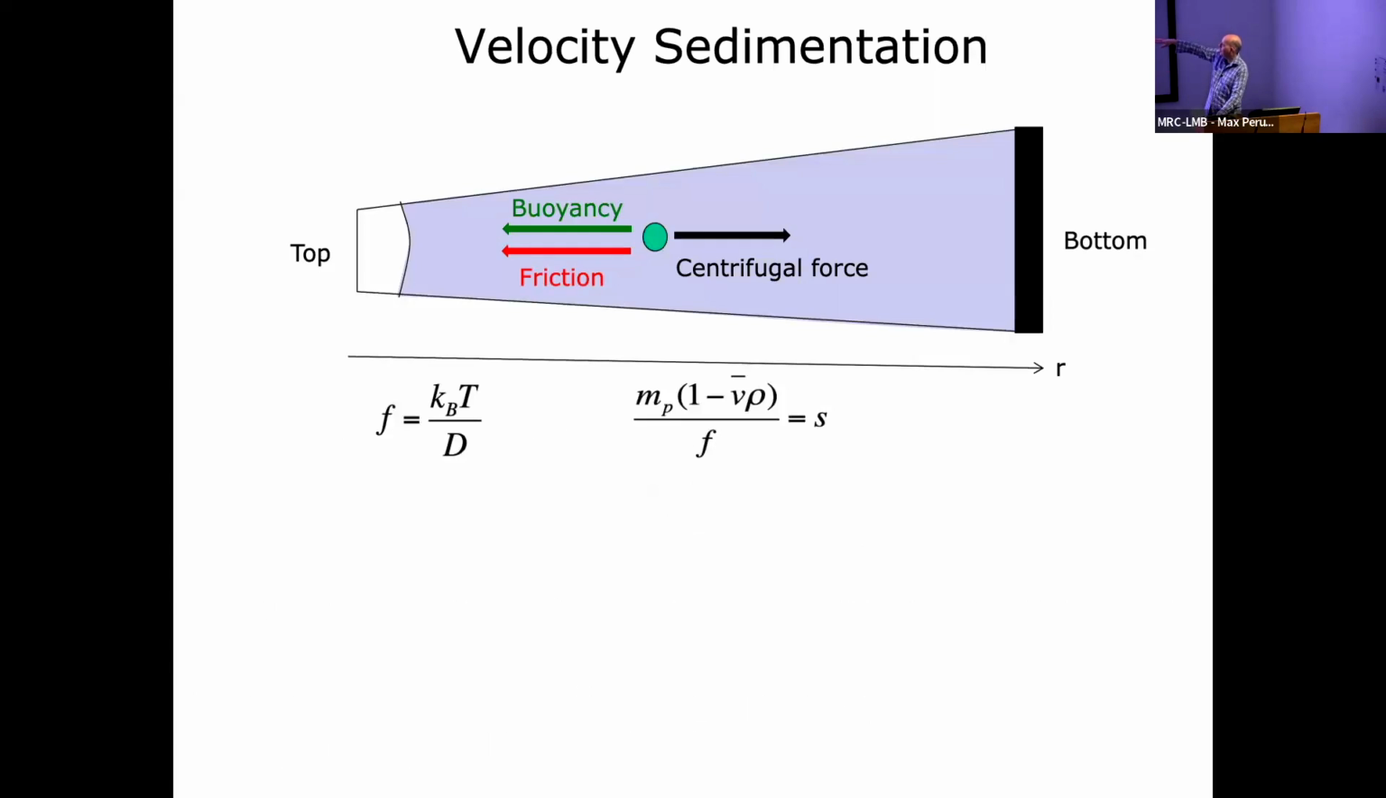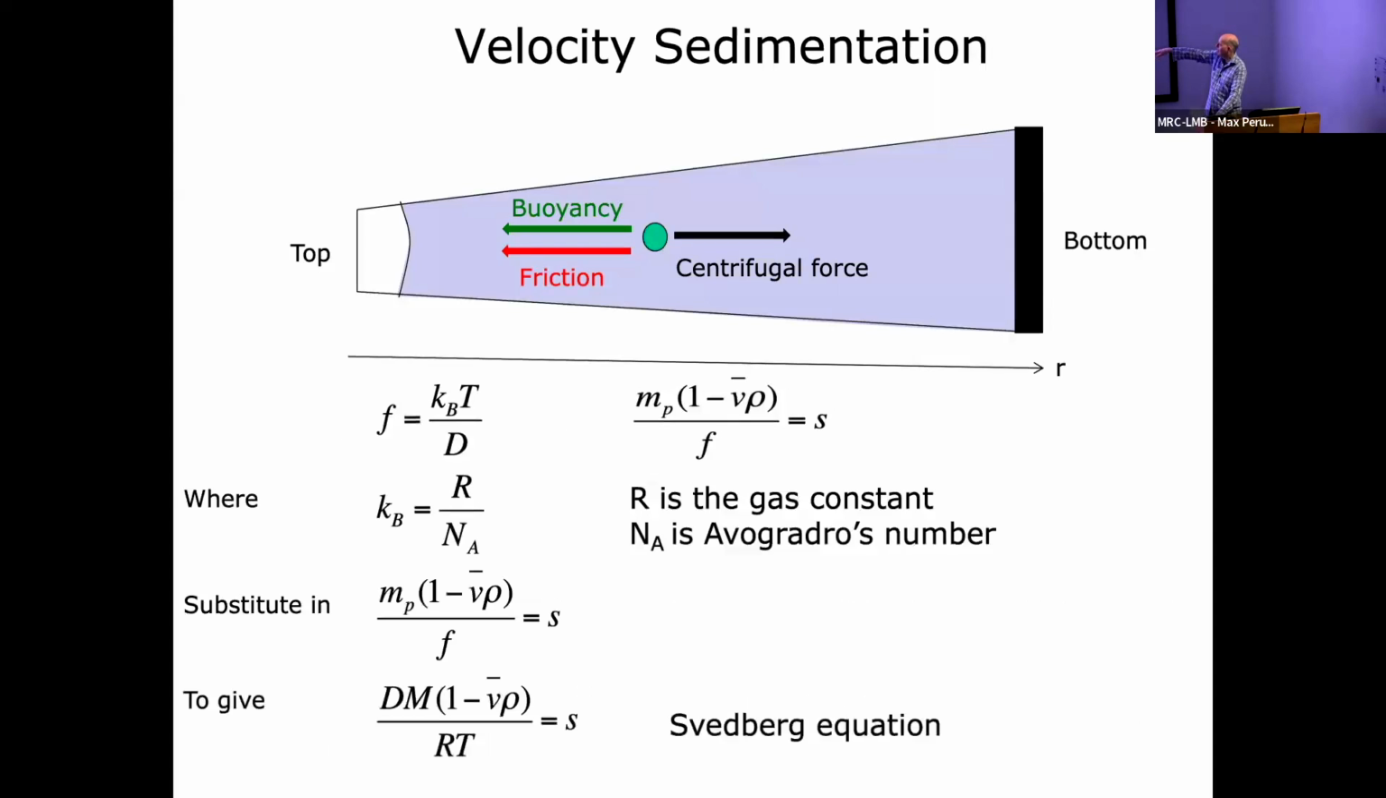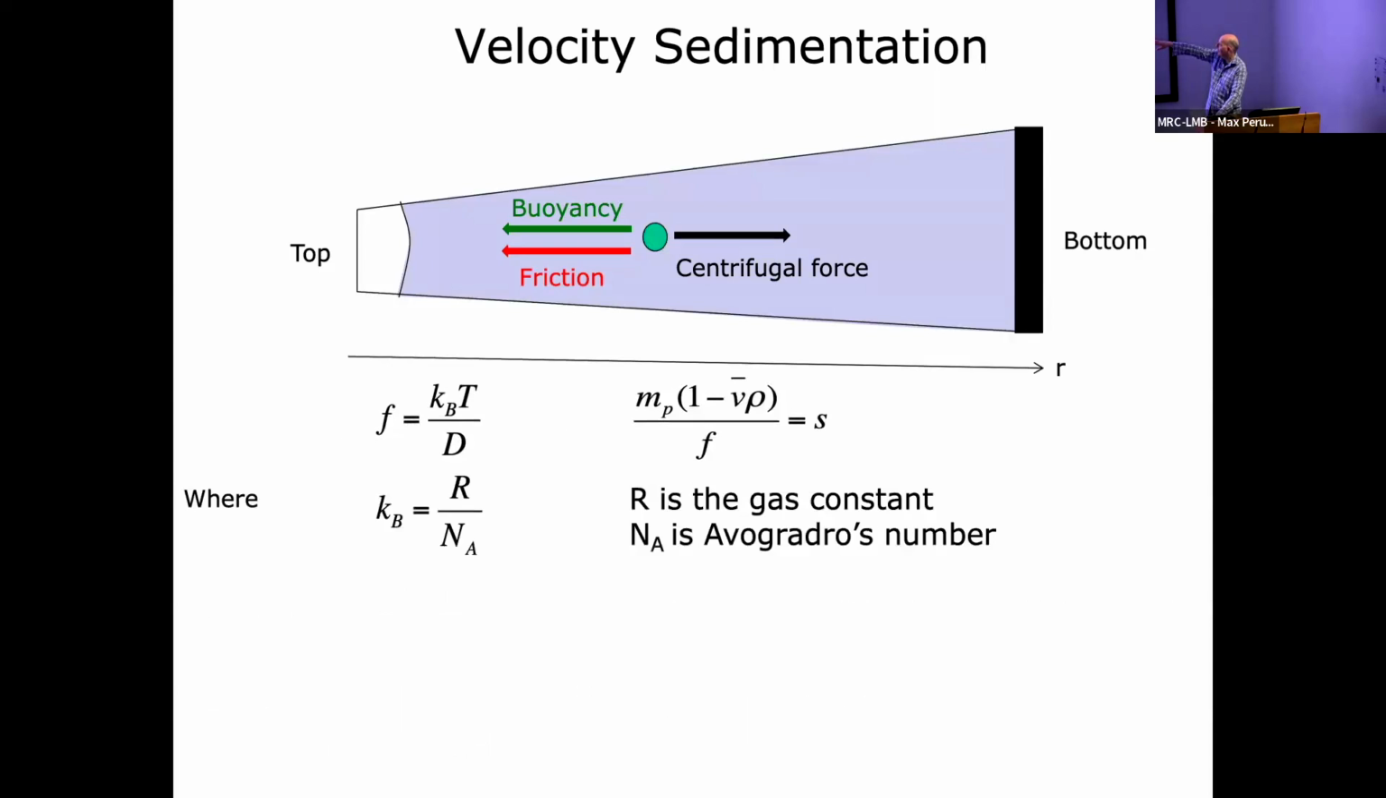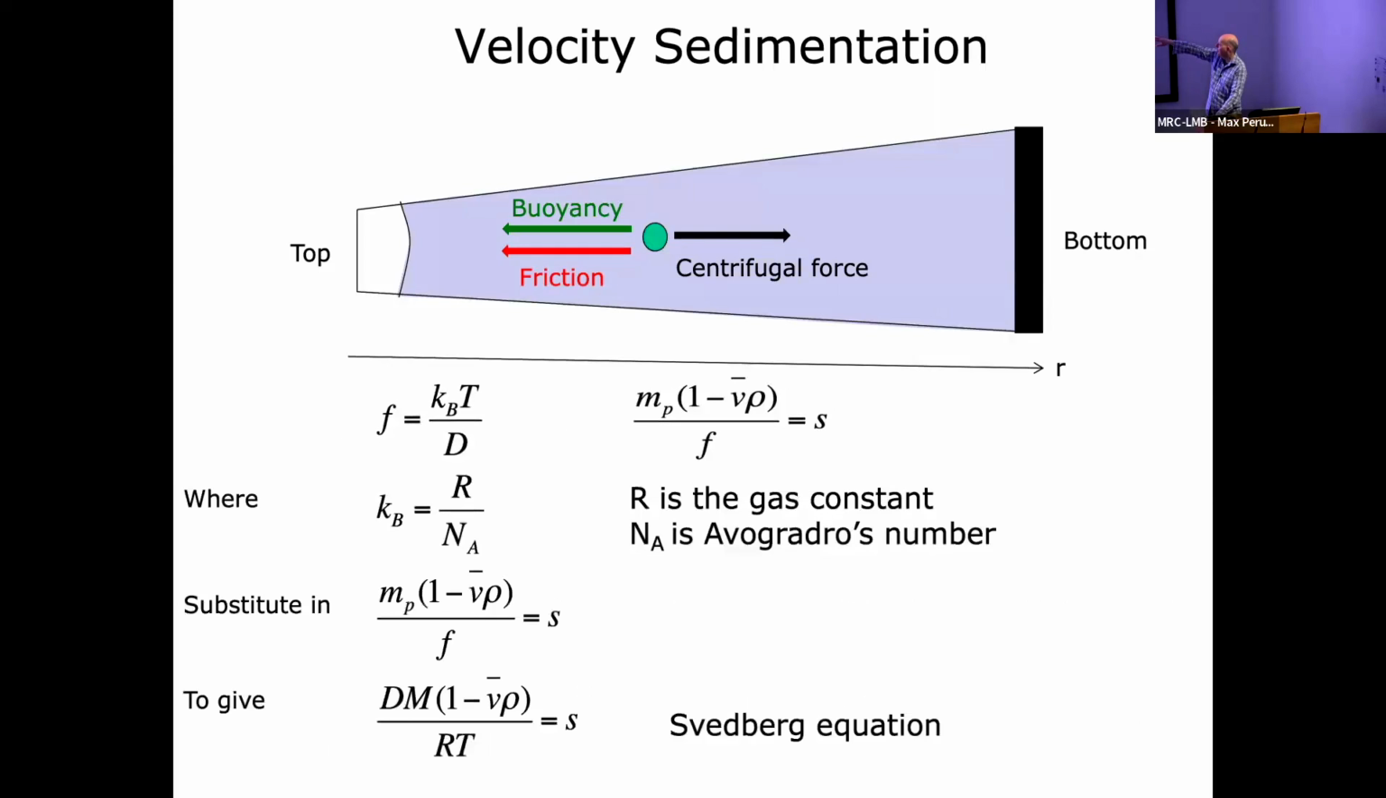Right. Okay. So here's the equation. Let's substitute in things to get it in a much neater form. So we can get rid of this, put in the diffusion here, and substitute that in, and then we get this equation here, the Svedberg equation.